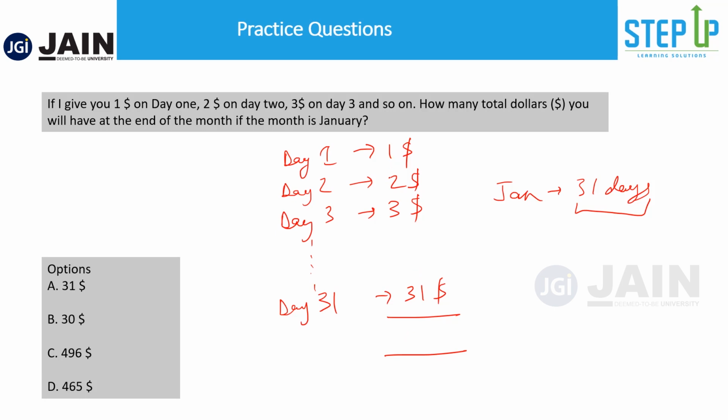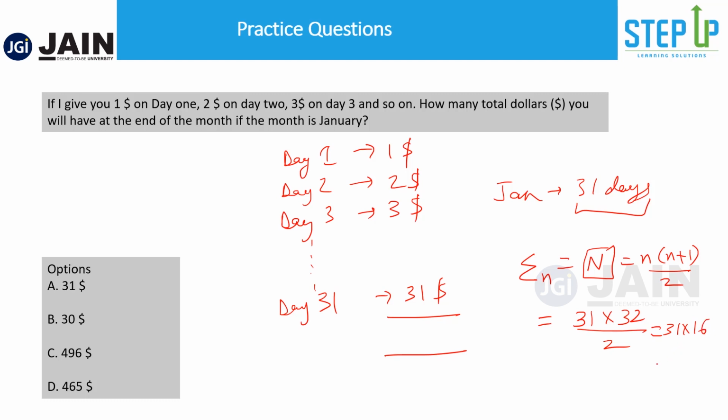Instead of doing 1, 2, 3, 4 manually up till 31, which will take a long time, this is very simple if you remember the formula we just did. Summation n is n into n plus 1 upon 2, the formula from the previous table. Here n is 31, so this would be 31 into 32 upon 2, so this would be 31 into 16.